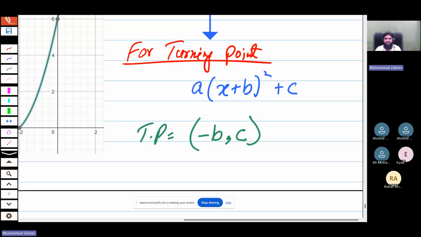So always remember, if the examiner gives you a quadratic equation and says find the turning point using algebra, you have to write the equation in completing square form. After writing it, this is your x coordinate, change the sign, and this is your exact y coordinate.